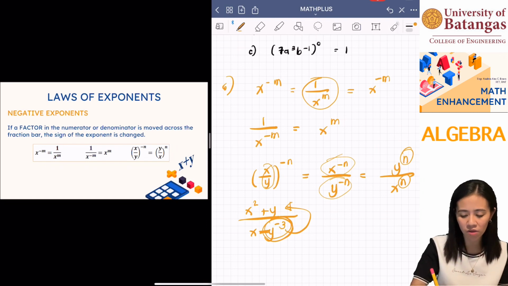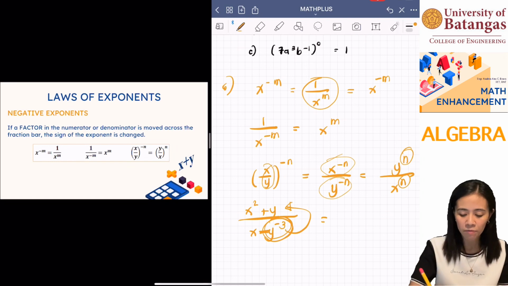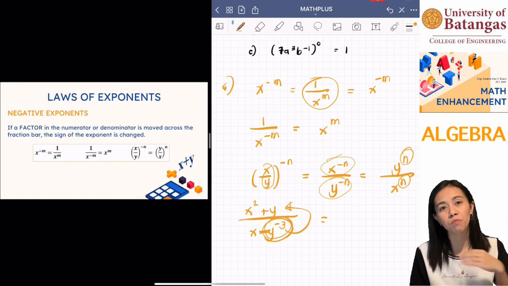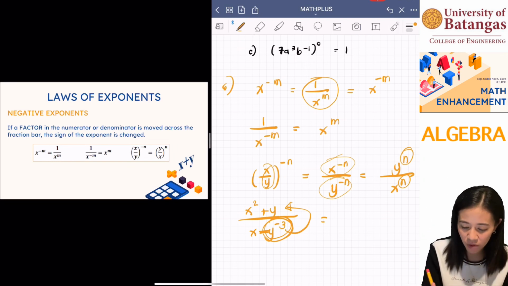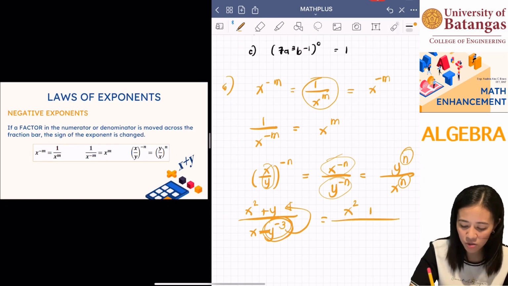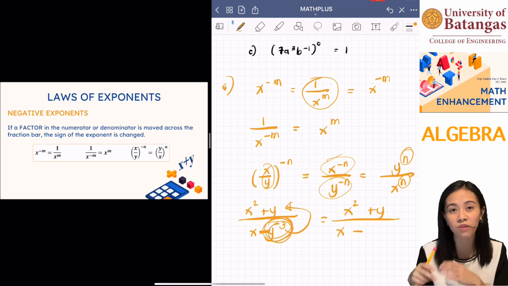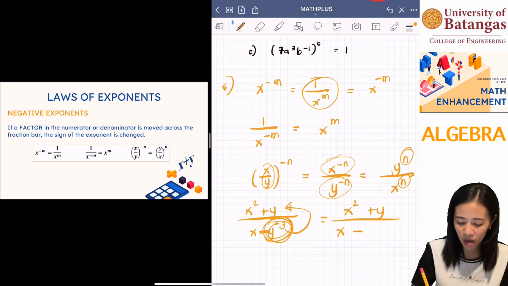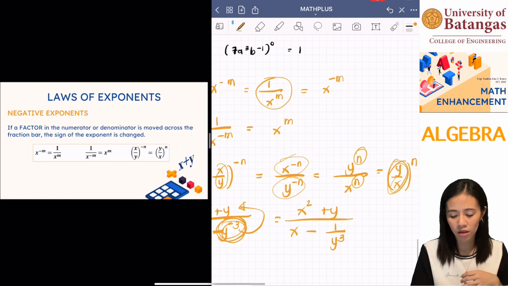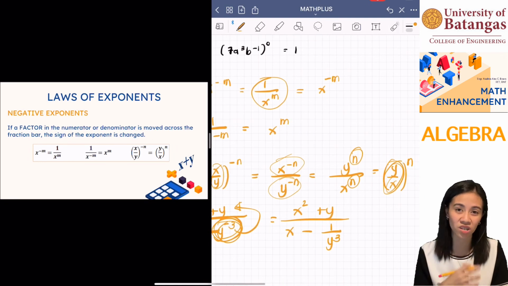Ang pwede mong gawin dito is, if you want y raised to negative 3 to have a positive exponent, then gagawin mo siyang fraction, pero dun sa denominator ng main fraction bar. Kumbaga, ito yung main fraction bar mo. You have here x squared plus y, and then you have x minus, yung y raised to negative 3 mo, dun mo siya i-retain as a fraction in the denominator of the main fraction bar. So, dito, magkakaroon ng 1 all over y raised to 3. Ganun yung magiging treatment natin with such kinds of terms.